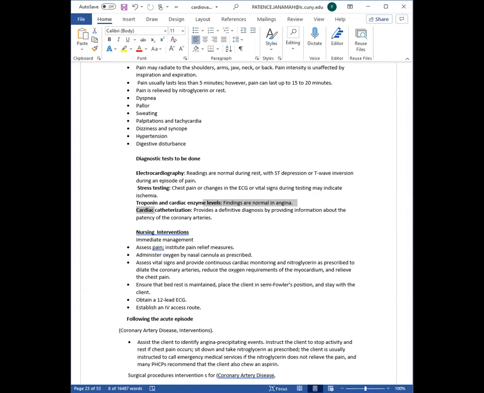You want to assess the patient's pain, and then you want to start pain relief measures. You administer oxygen by nasal cannula. You assess the vital signs. Ensure that bed rest is maintained, and the client should be in a semi-Fowler's position, and you have to stay with the client.